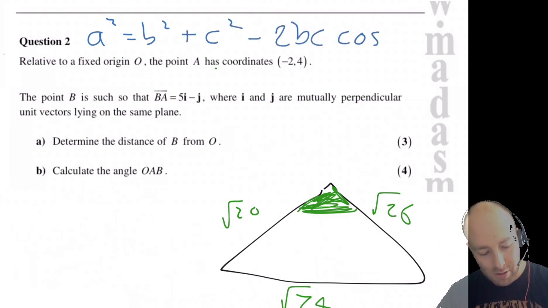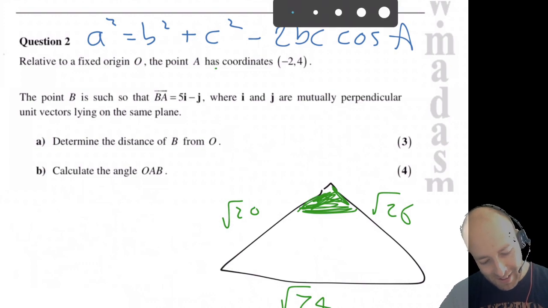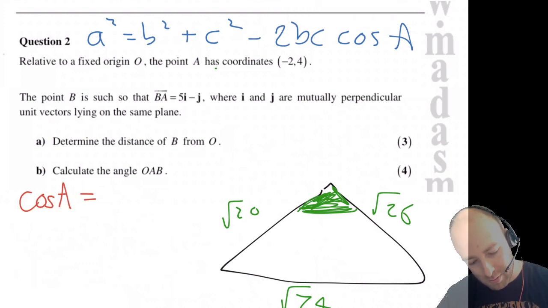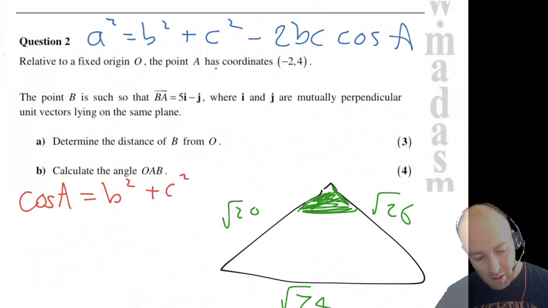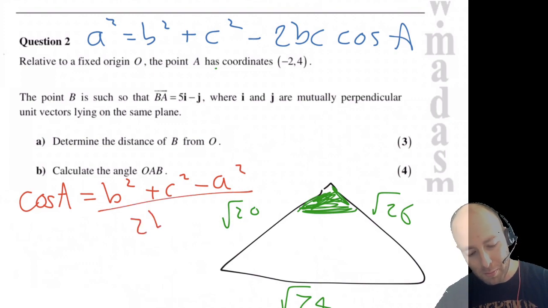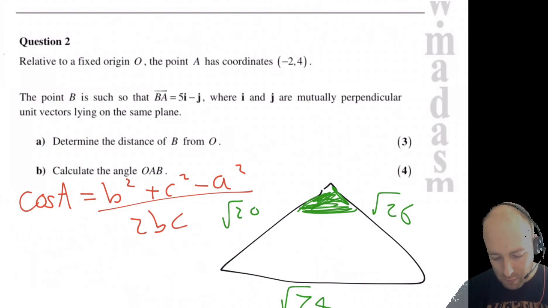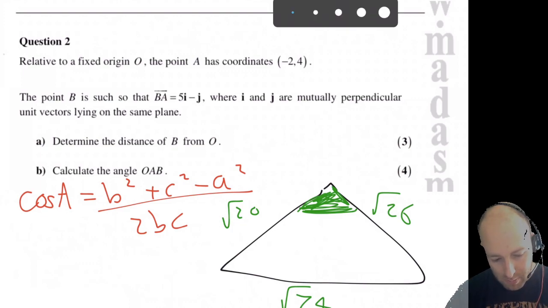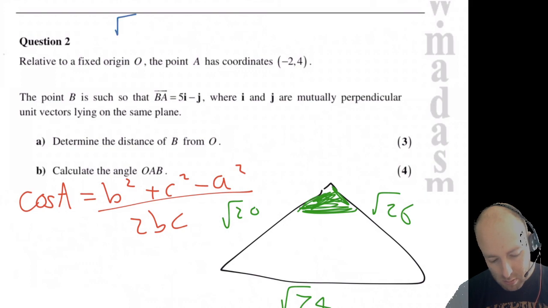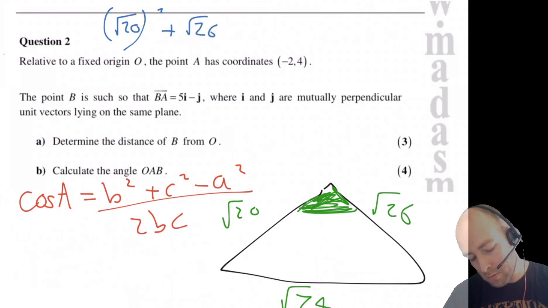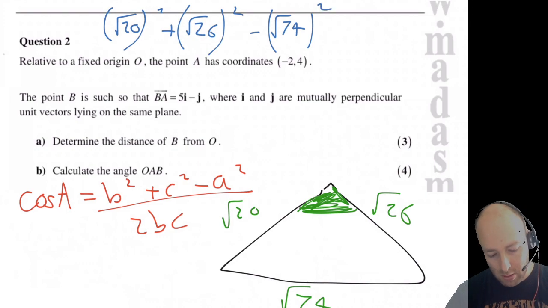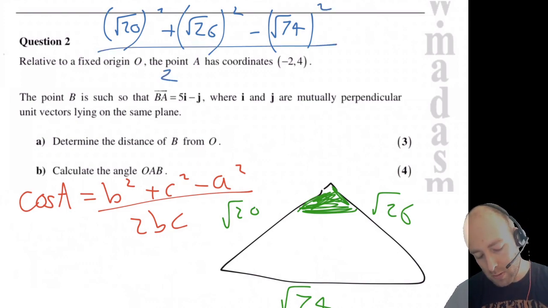So okay, the cosine rule we want is cos A is b squared plus c squared minus a squared over 2bc. So ignore my little brain freeze just now, that's what we need. All right, so cos of our angle is going to be root 20 squared plus root 26 squared minus root 74 squared divided by 2 lots of root 20, root 26.